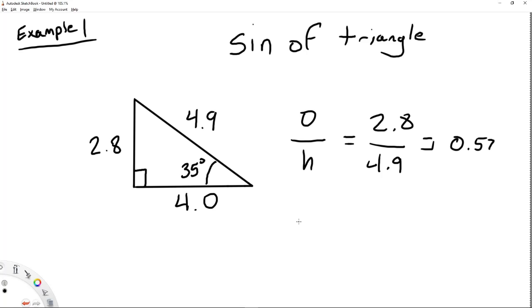And just something to keep in mind is that the sine, cosine, or tangent of any angle will always be the same no matter what. This means that the sine of 35 degrees will always be 0.57 and nothing else.